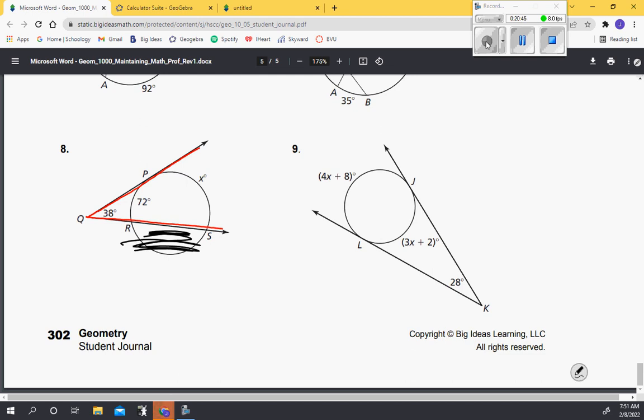Okay, so back to our theorem. We know that angle Q, I'm just going to write it out, is equal to 1/2 times the measure of arc PS minus the measure of arc PR. In other words, let's get rid of angle Q. Let's say 38. And let's get rid of the measure of arc PR. We know what that is. It's 72 degrees.